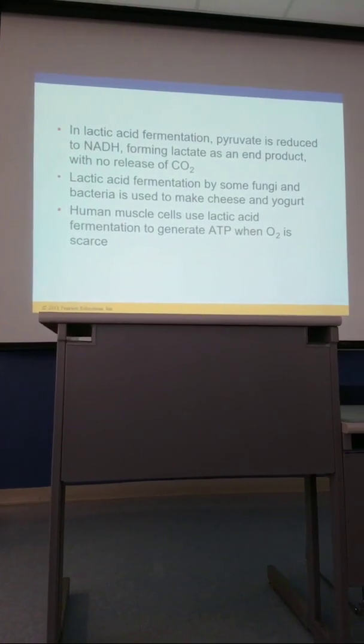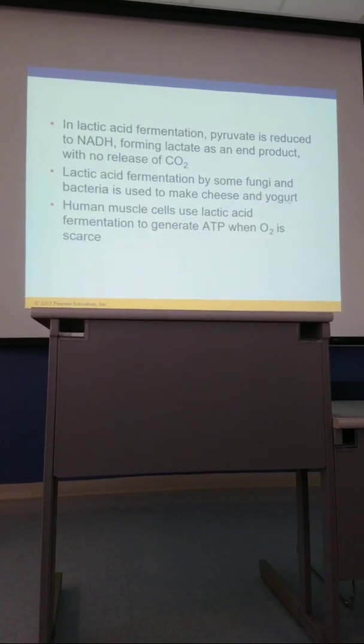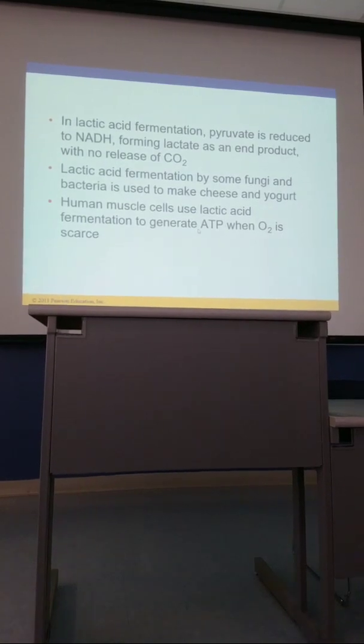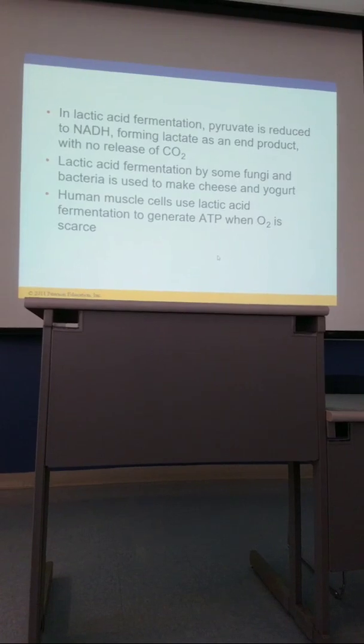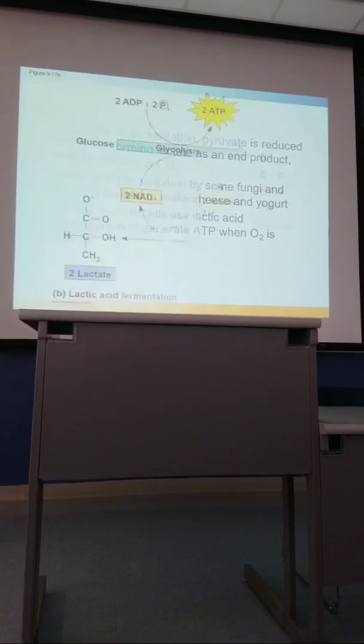Notice here it says lactic acid fermentation by some fungi and bacteria is used to make cheese and yogurt. Human muscle cells use lactic acid fermentation to generate ATP when oxygen is scarce. Now, I can make some. They don't make enough for you to need.